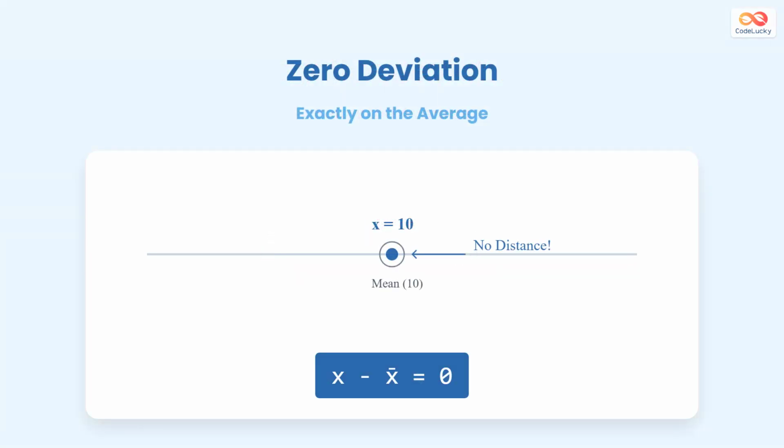What if the data point is exactly the same as the mean? Then the deviation is 0. There is no distance. It is right on the mark.